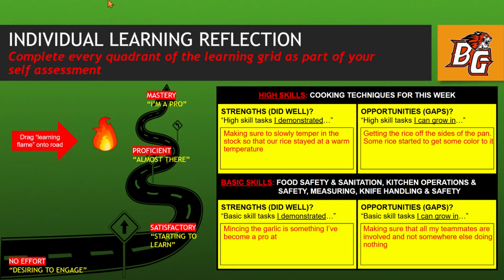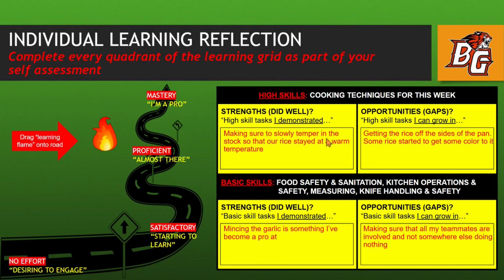So no effort says I'm basically wanting to engage, but I'm not engaged. Satisfactory says I'm starting to learn. Proficient says I'm almost there. And mastery says I'm a pro. Okay? So move the flame to where you think you are in this particular competency.